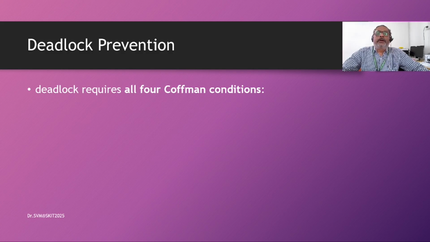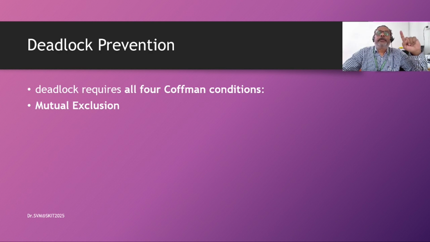For a deadlock to occur, we require all four Coffman conditions to be true. What are they? One, mutual exclusion. That means the resources should be allowed to be used by a maximum of one process. So if a resource is being used in a shared manner, then at any time only one process can use it. Mutual exclusion. Second, hold and wait.